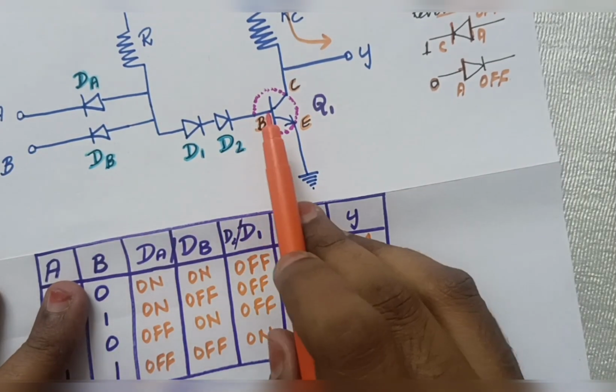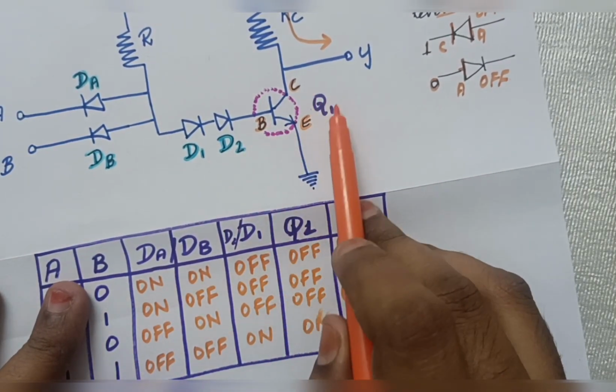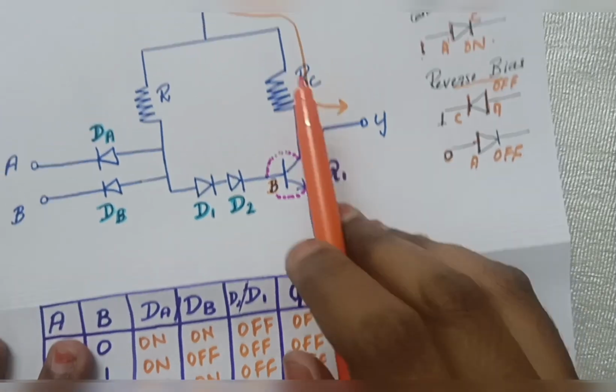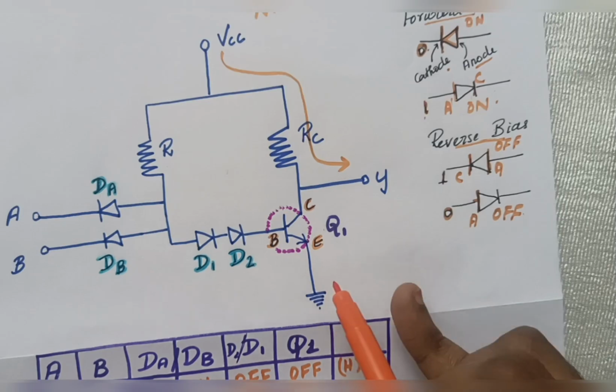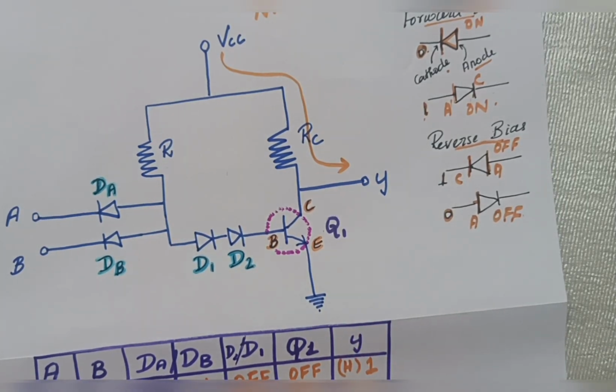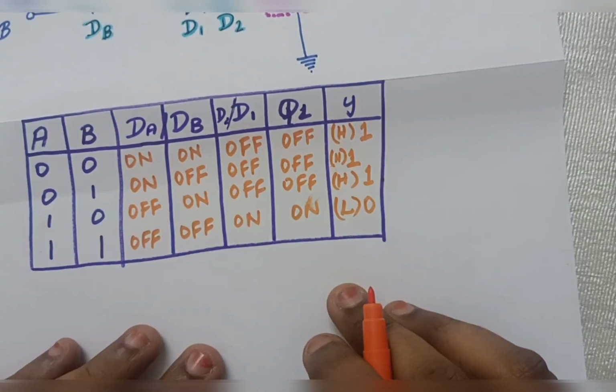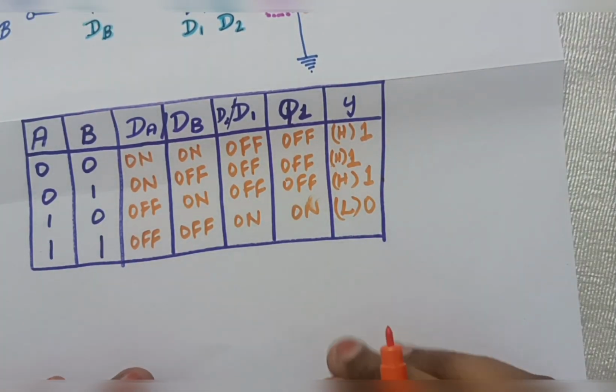So if my Q1 is on, what will happen? This Q1 transistor will be short circuited. If Q1 is short circuited, the rest of my voltage will quickly come down into the ground. It will be pulled down into the ground. So what will happen? My Y value won't get any supply. That will become low, so it will be 0. Okay, it will be low and 0. So that is how NAND logic works in diode transistor logic.